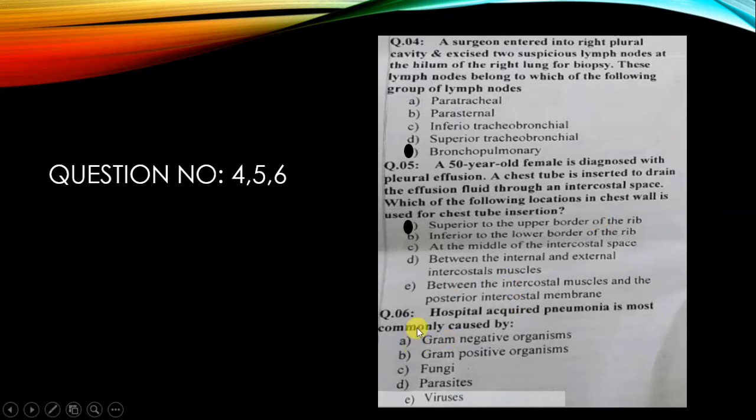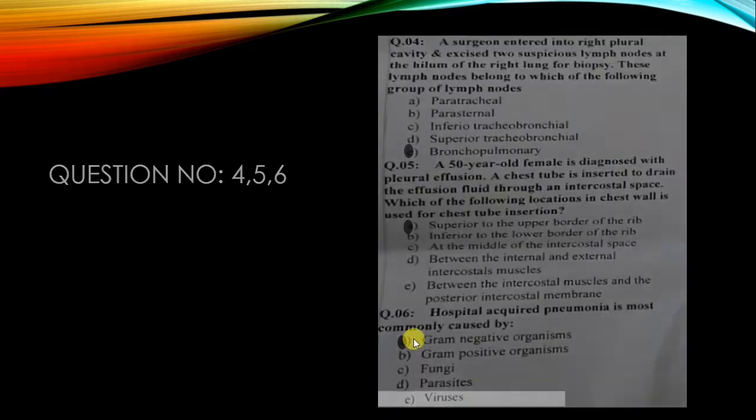Question number 6 says hospital-acquired pneumonia is most commonly caused by gram-negative organisms, gram-positive organisms, fungi, parasites, or viruses. There are two causative agents for hospital-acquired pneumonia. These include Staphylococcus aureus and Escherichia coli, or E. coli. E. coli is basically a gram-negative organism. So option A is correct.